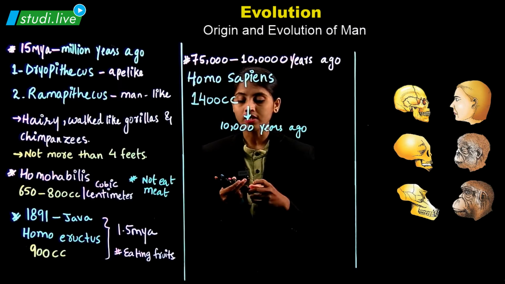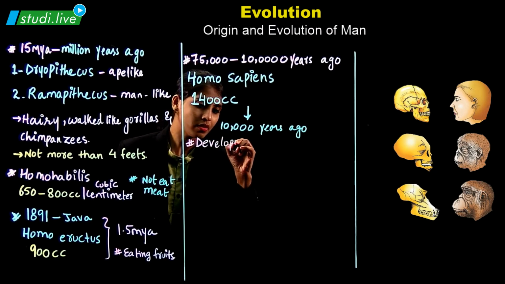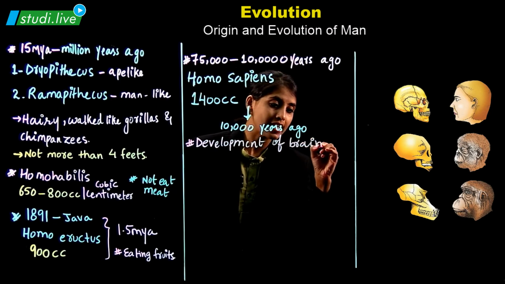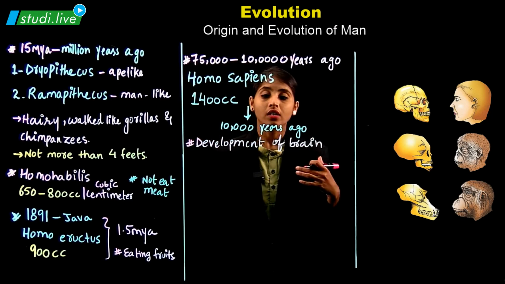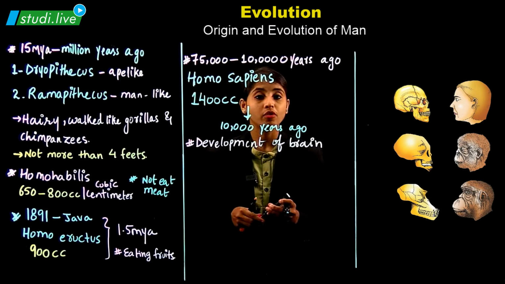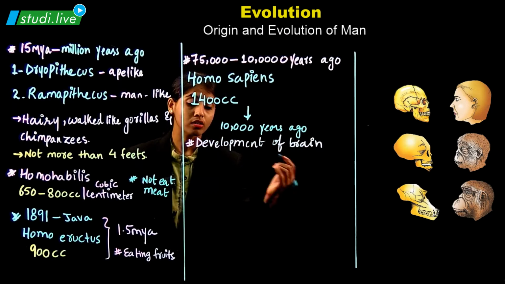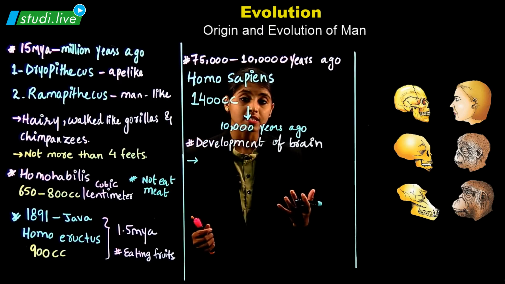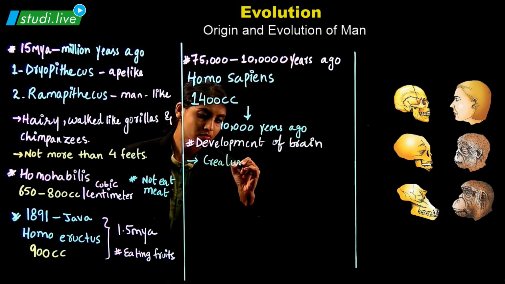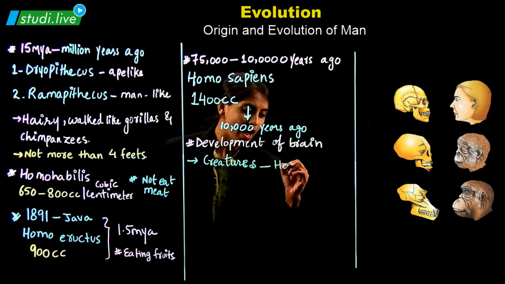But over the years, what happened? The development of the brain happened. Because student, as the capacity of the brain increases, the development of the brain also happens simultaneously. And when the development of the brain occurred, we can see many creatures which are handmade.